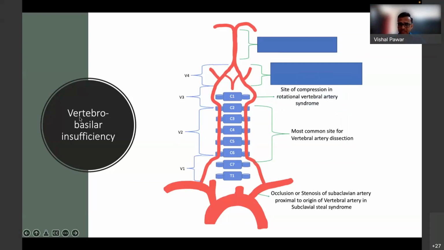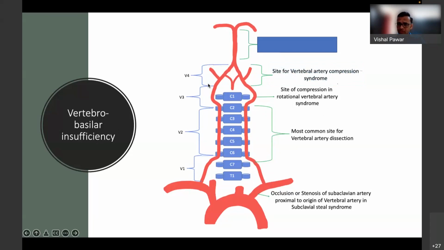Regarding this terminology, in another one or two months' time, the Barany Society is coming with a terminology called vascular vertigo, and we should better call it vascular vertigo rather than vertebrobasilar insufficiency. V3 is the common site of compression in patients with rotational vertebral artery syndrome, or Bow Hunter syndrome.